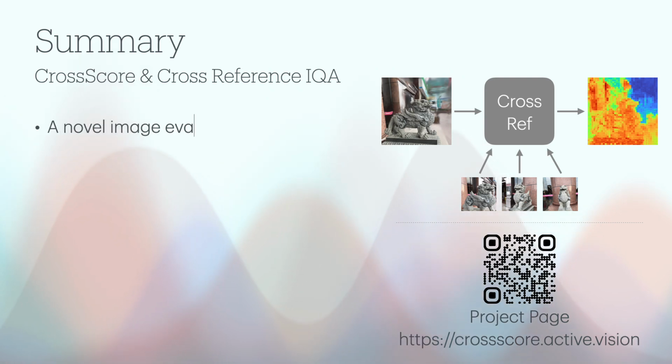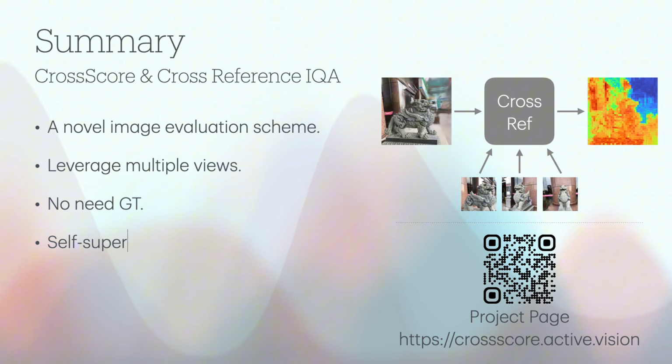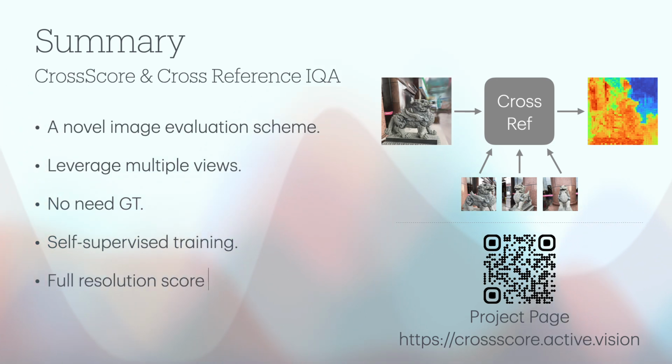We summarize our method in this slide. We propose a novel image evaluation scheme, which we call cross-referencing image quality assessment. This method leverages multiple views to evaluate a query image, and it does not need a ground truth image. Our method can be trained in a self-supervised manner, and our model can provide a full resolution score map for a query image.